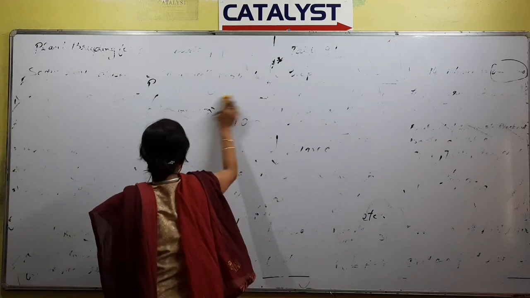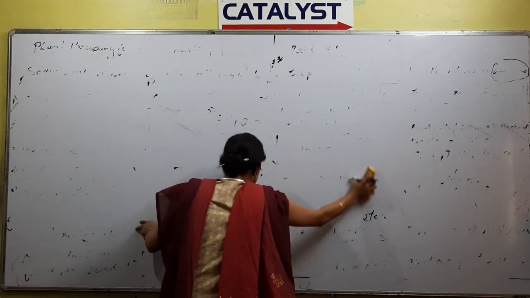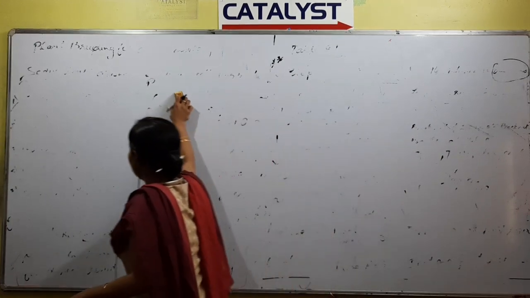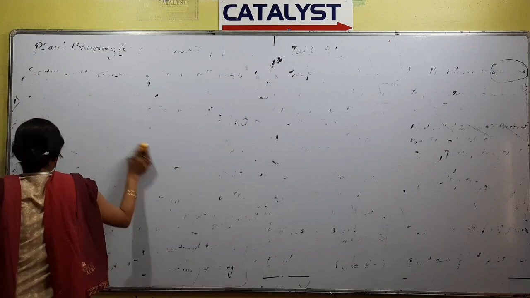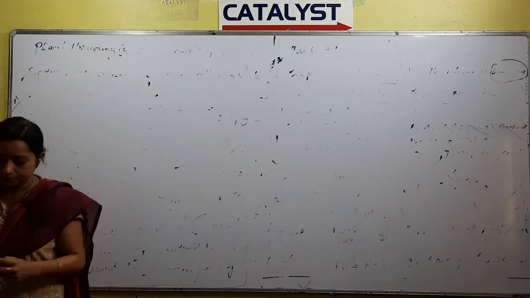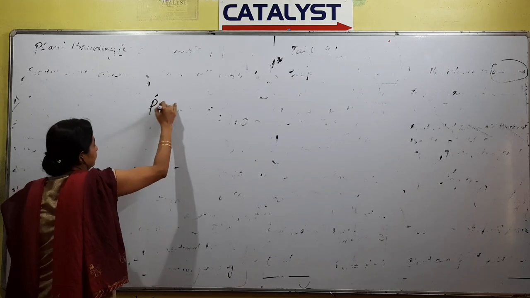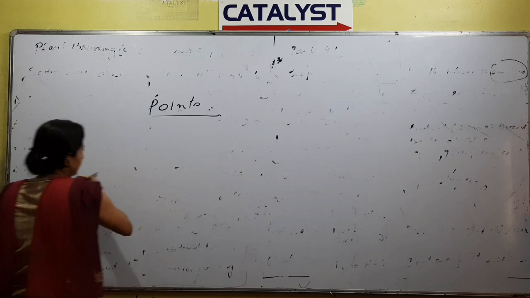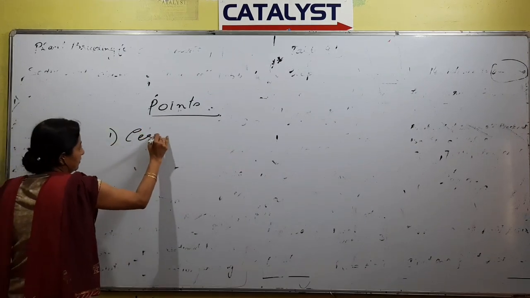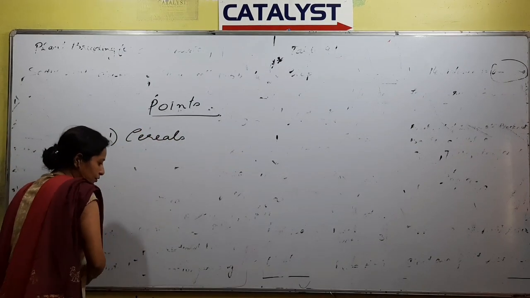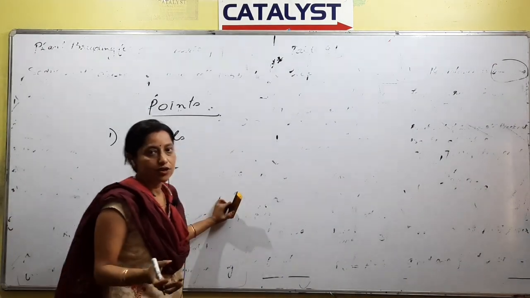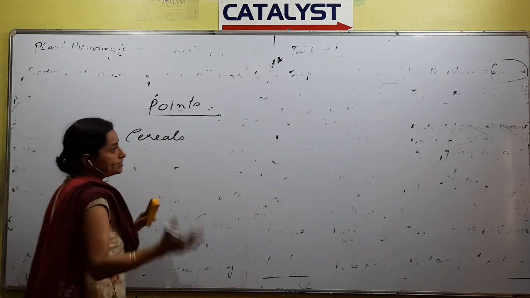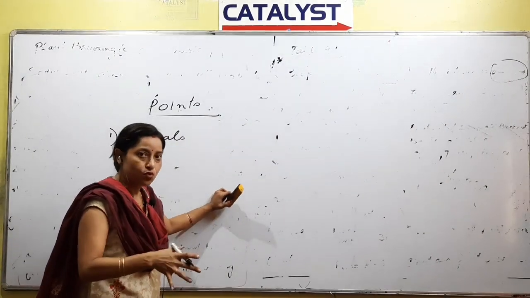So what is the objective of biofortification? The objective of biofortification is to increase or enhance the quality of food. From this part, there are a few points we need to keep in mind. From the examination point of view, there will be questions. The first question is what is biofortification? Definition-wise, that is something we need to remember. Next is what is the objective of biofortification? To enhance the food quality.